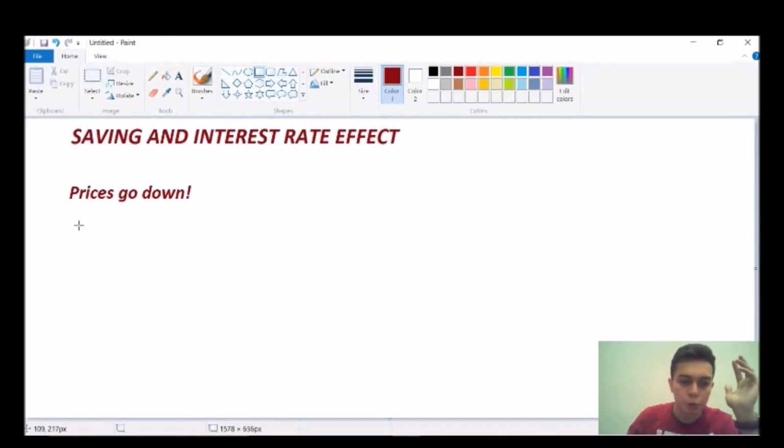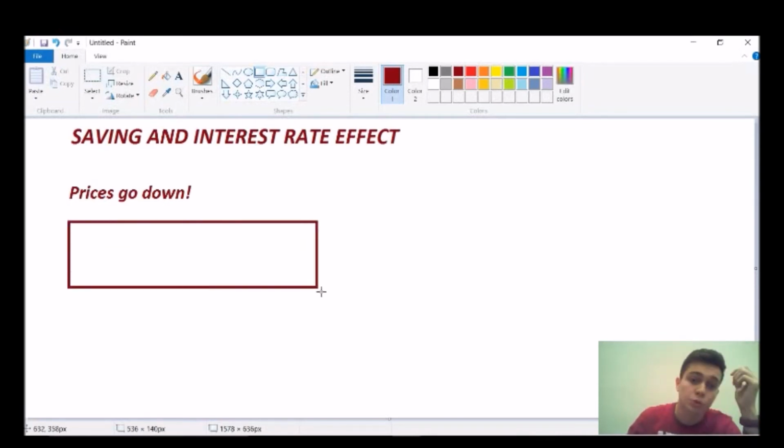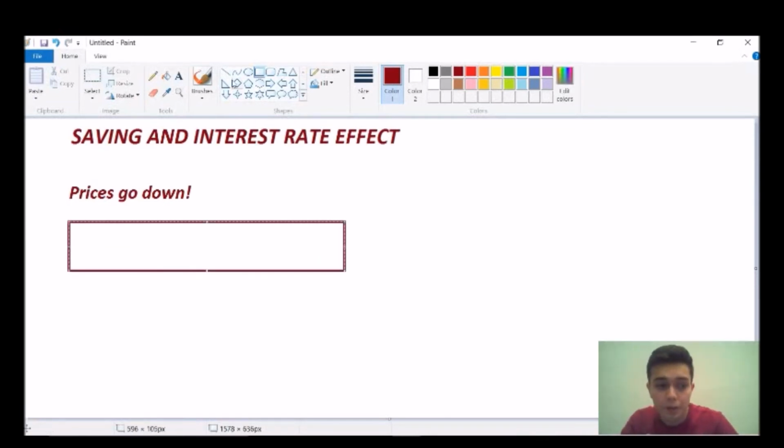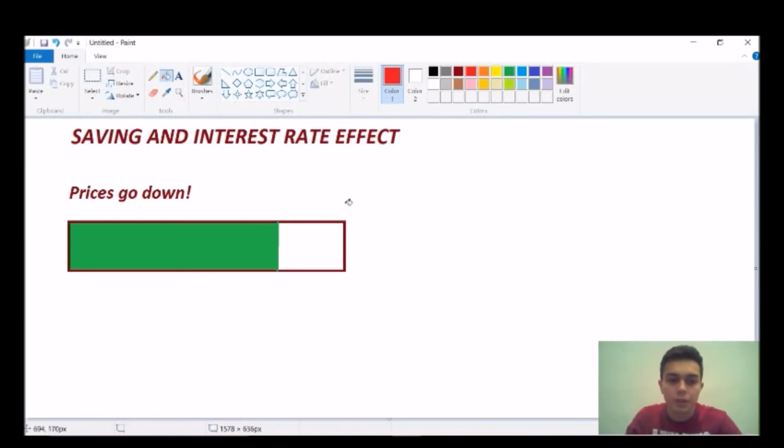people will be able to spend less on the things they need, and they will be able to save a lot of money. We have seen before savings. When people save money, it just goes into the financial system. You save it, you put it into the bank, and it just gets lent out to other people.